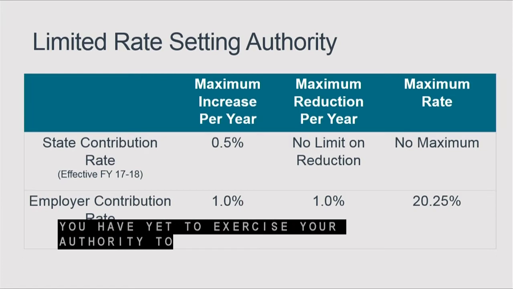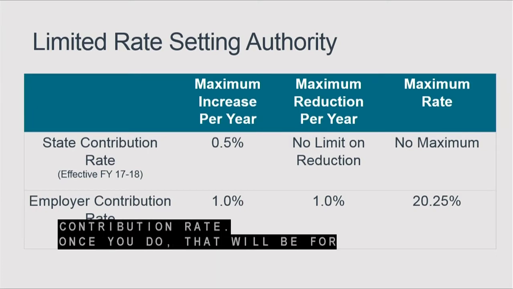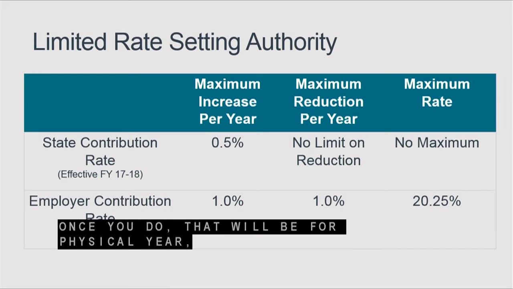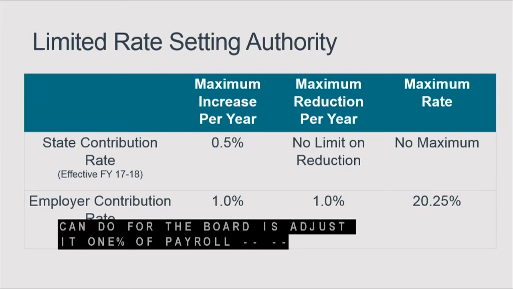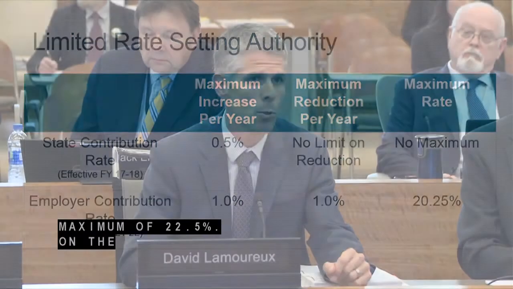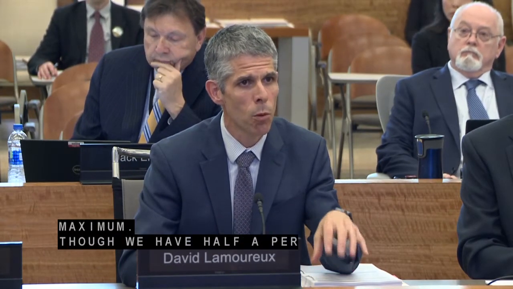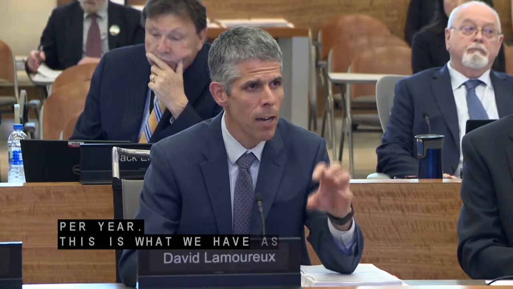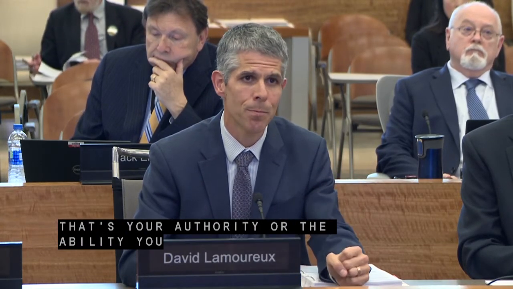You have yet to exercise your authority to adjust the employer contribution rate. Once you do, that will be for fiscal year 21-22. The ability you have as a board is to adjust the rate for the employer by up to 1% of payroll, up or down in any given year, with a maximum of 20.25%. Note that on the state side, there is no maximum, although we have the 0.5% per year. So this is what you have as a board, the ability to make adjustments to make sure we reach full funding.